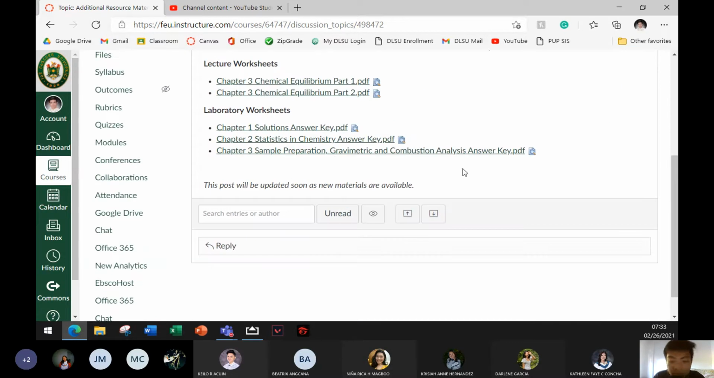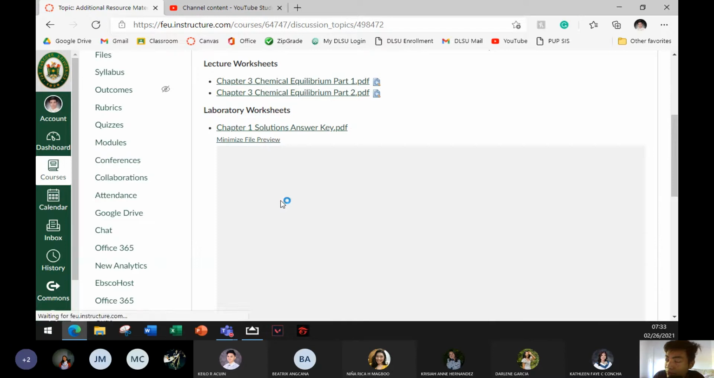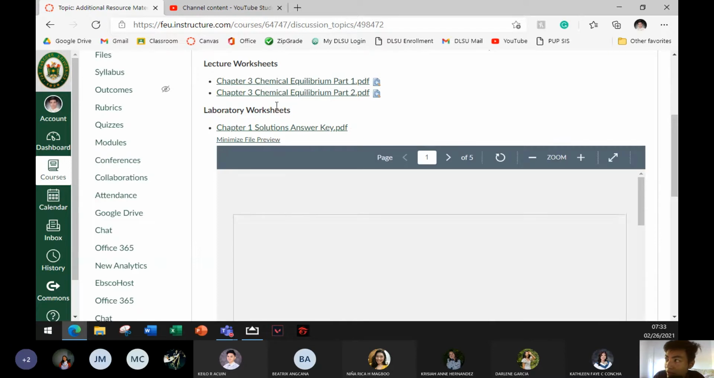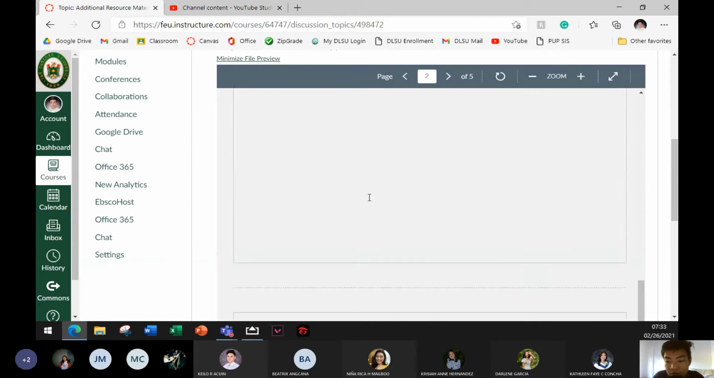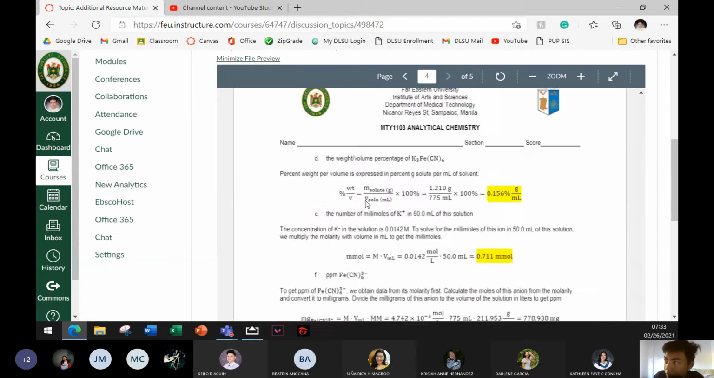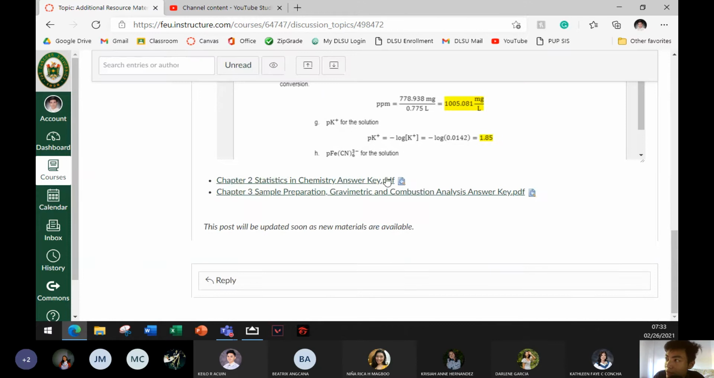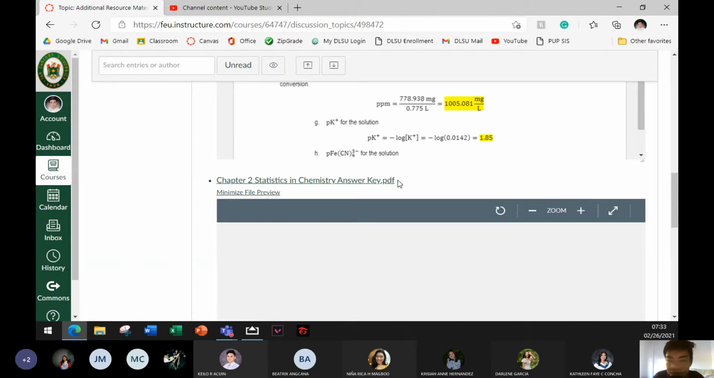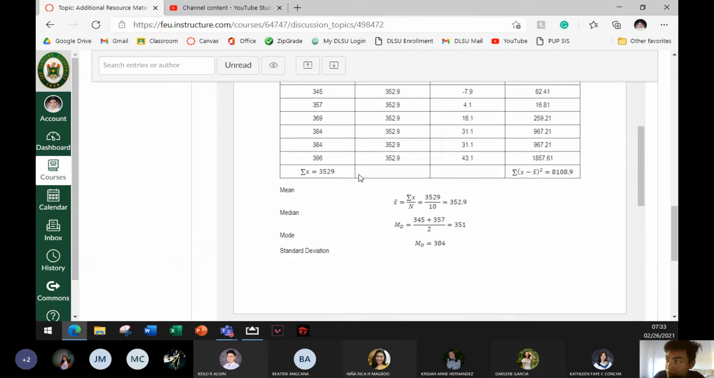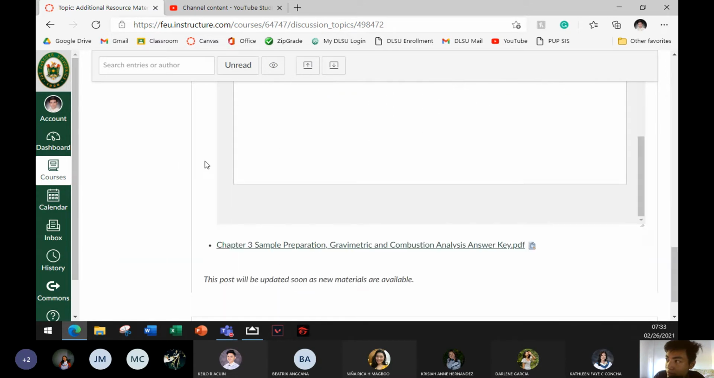We have 3 worksheets already in the laboratory because all of those contain calculation. For chapter 1, I have posted this here, solutions and answer key. If you want to review your solutions, you can check this out. For statistics, I also uploaded a file about statistics. And then the latest one is the gravimetry. I hope you were done with gravimetry by this time in your laboratory class now.